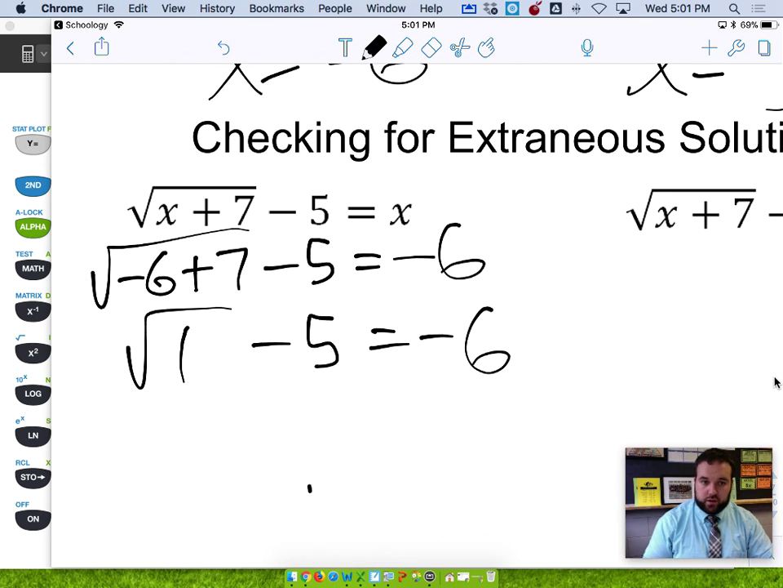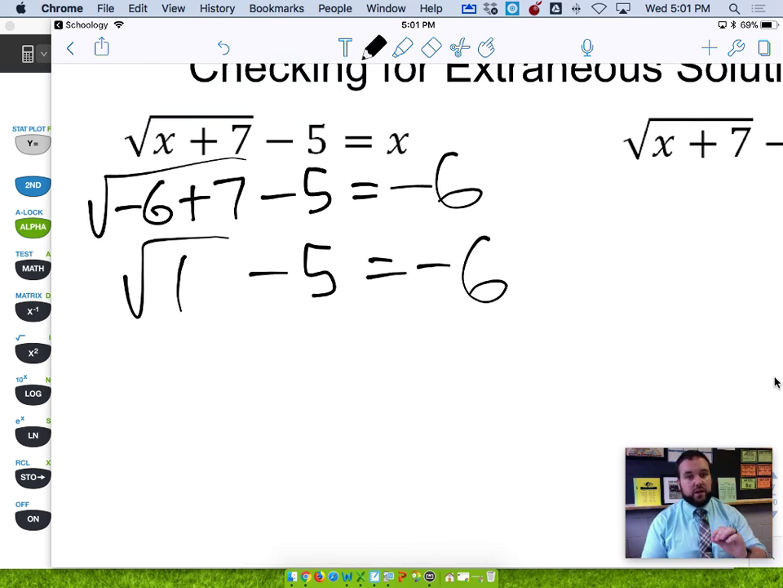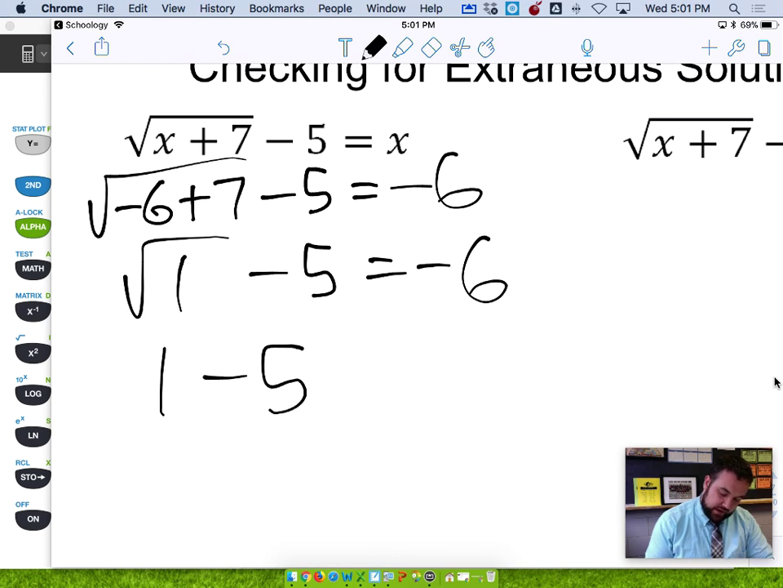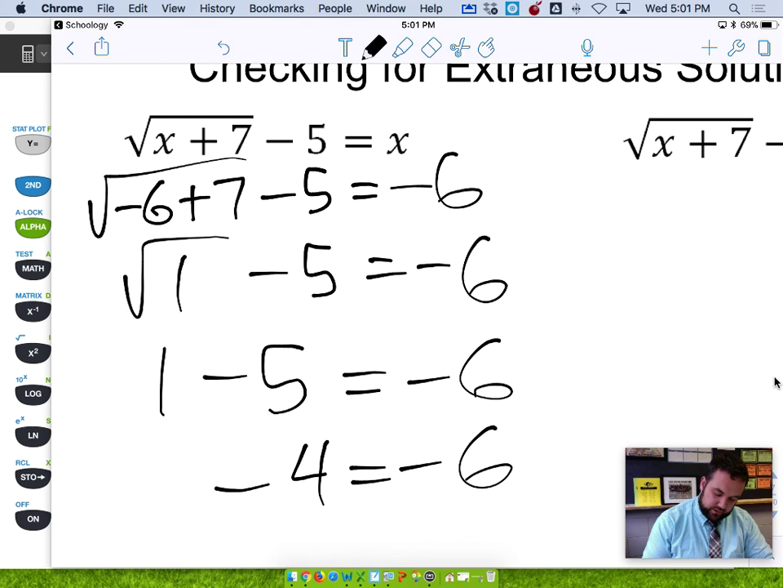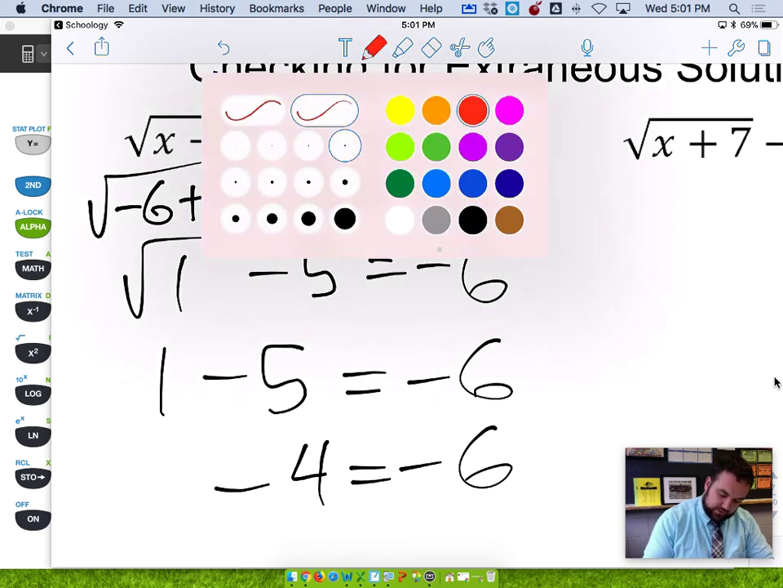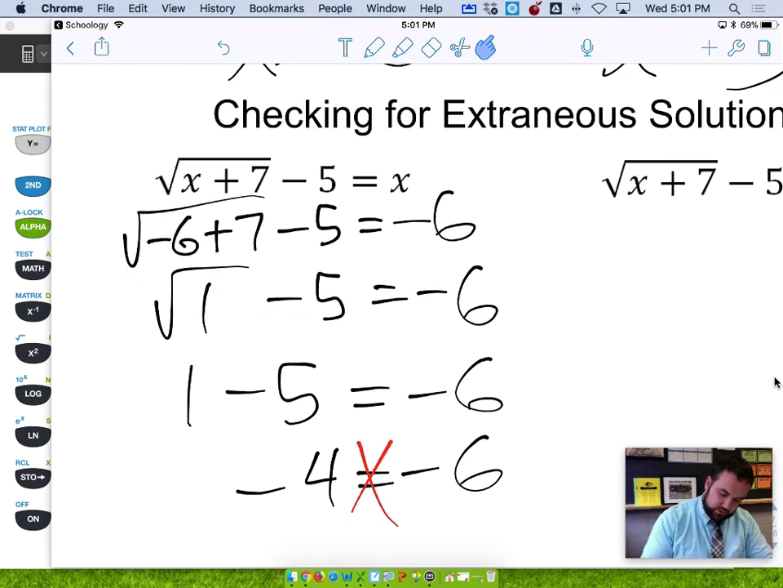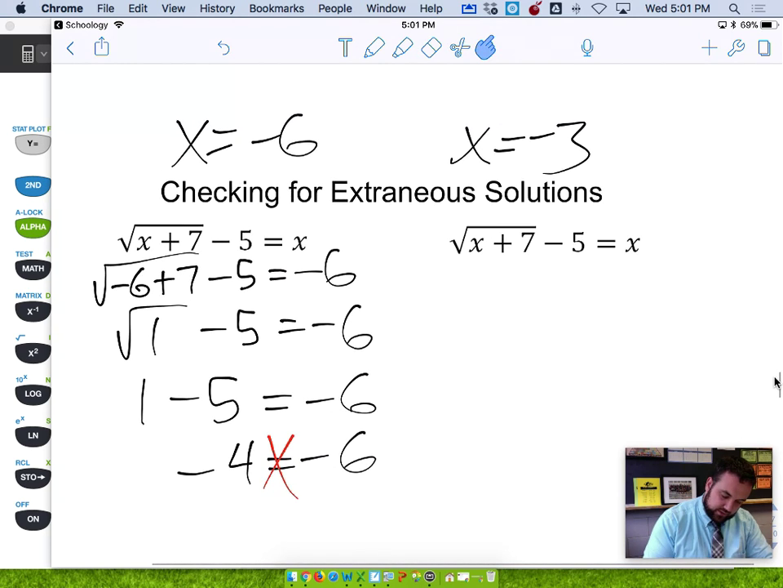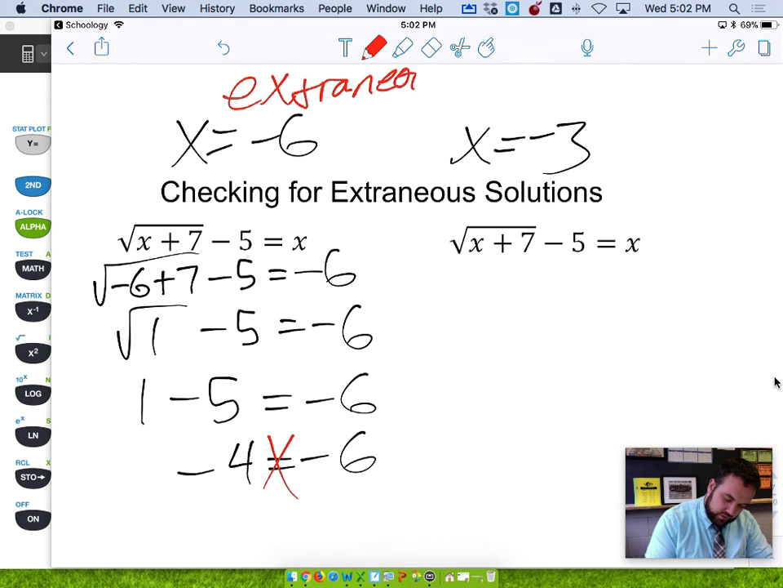Well, the square root of 1, again, since we're just plugging a number into the square root, this is not plus or minus. This is just, what is the square root of 1? Okay, this is 1, take away 5. Does that equal -6? Well, we see that 1 take away 5 is -4. So this x equals -6 is what we would deem an extraneous solution. It's a solution that we introduce to the equation by squaring both sides.